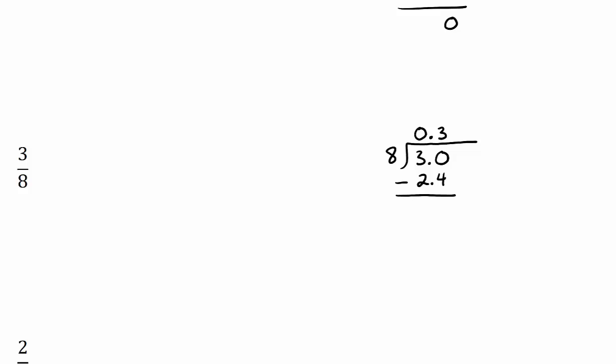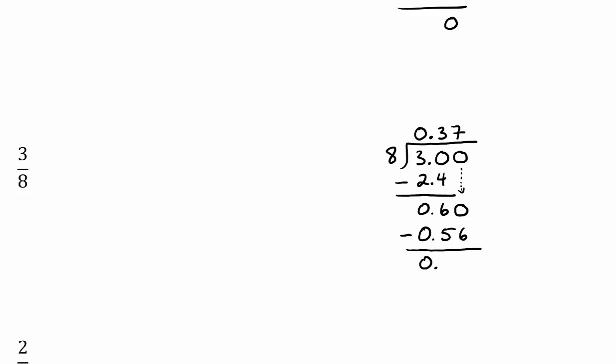3 take away 2.4 is 0.6. 8 won't go into that 6. So I'm going to add another 0 and I'm going to bring that 0 down. And now I ask myself, how many times does 8 go into 60? It will go in 7 times. I do a backwards multiply of 7 times 8, and that will give me 56. I'm going to do my subtraction.